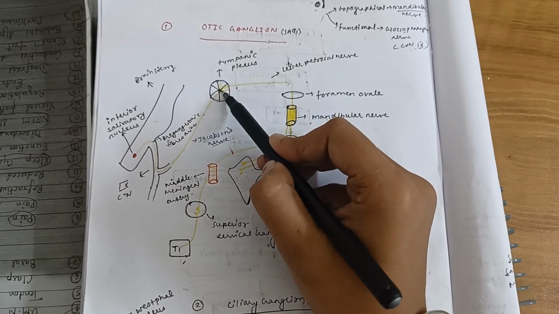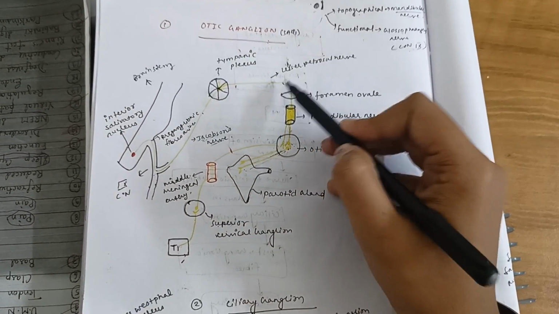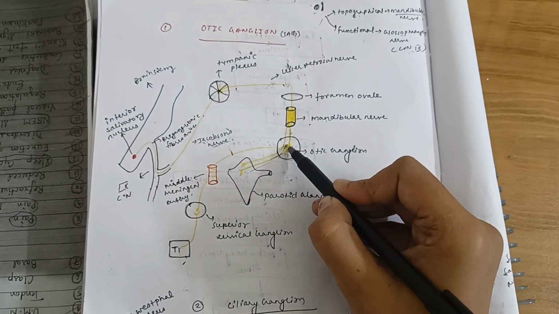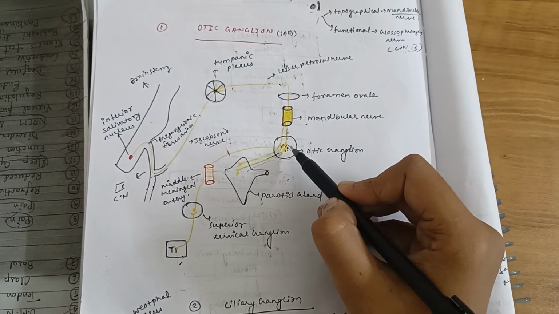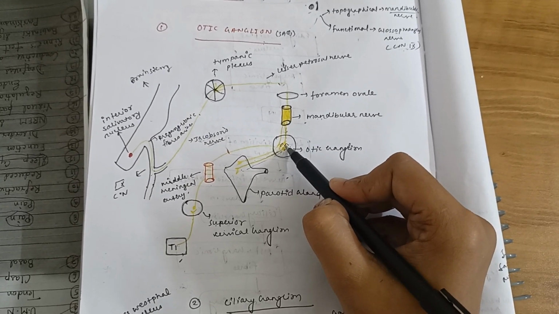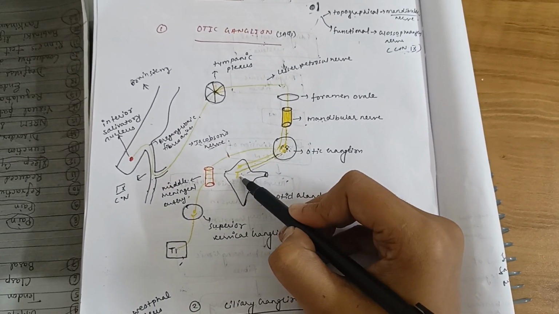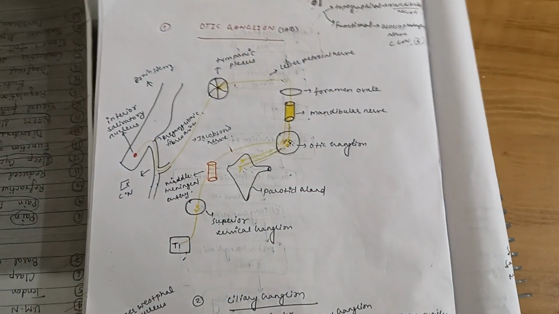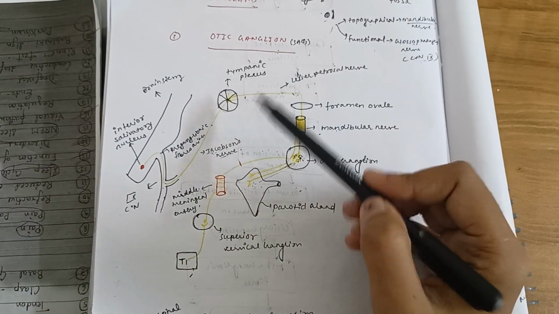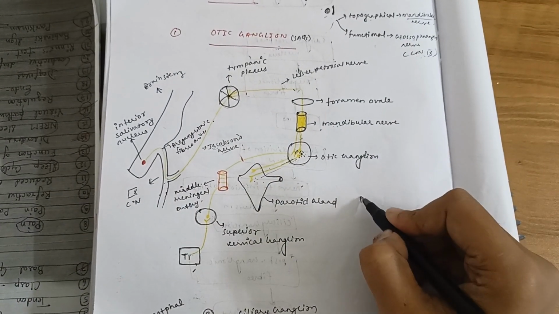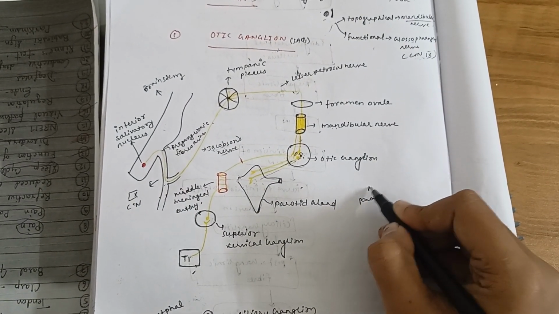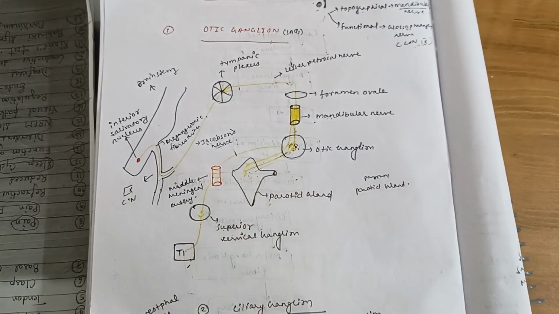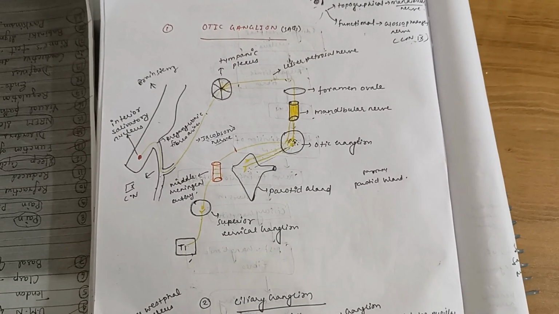And then it passes through tympanic plexus and then through lesser petrosal nerve, and then ultimately it relays in Otic ganglion. And after relaying in Otic ganglion, it supplies the parotid gland by passing through the auriculotemporal nerve. So this was the parasympathetic supply of parotid gland. Now we will study the sympathetic supply of parotid gland.